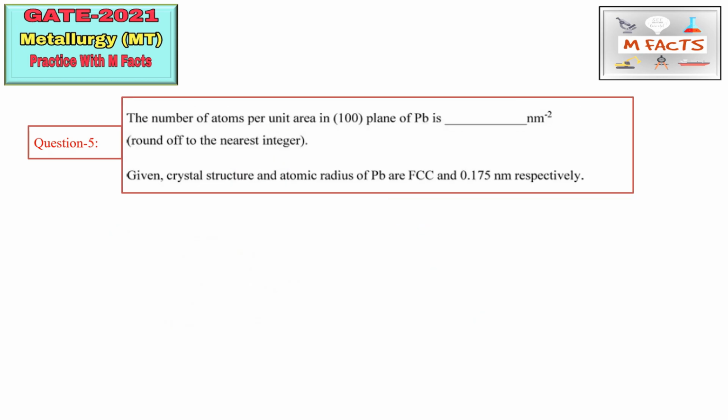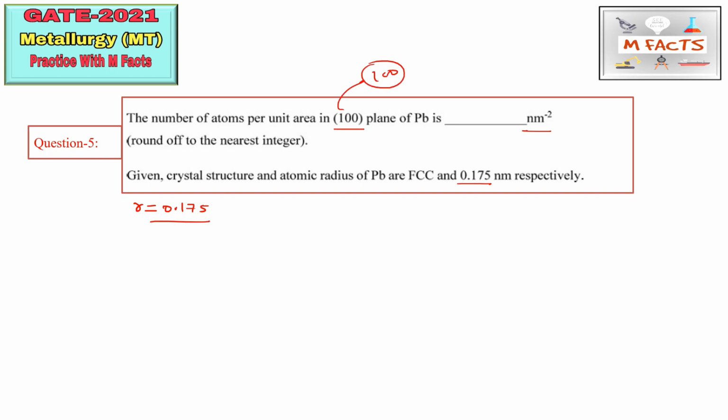So the next question is, they are asking the number of atoms per unit area in the 100 plane of Pb. Okay, so we need to find the number of atoms per unit area in per nanometer square. Given that the crystal structure and atomic radius of Pb are FCC and the radius is given, so atomic radius, that is R, is equal to 0.175, and they are asking for the 100 plane.